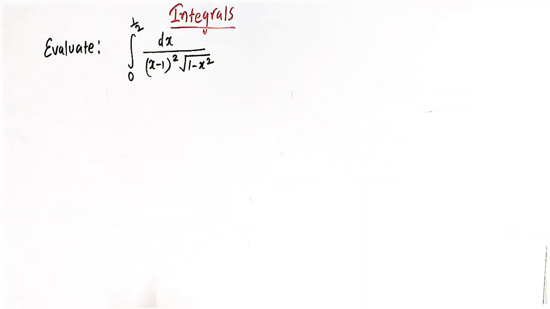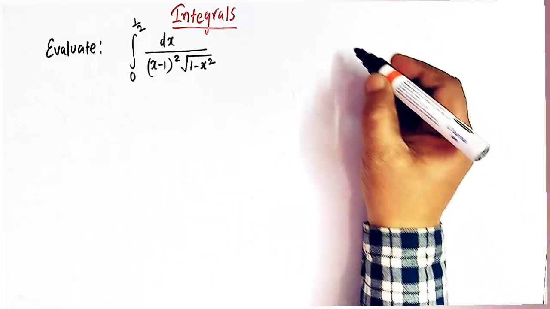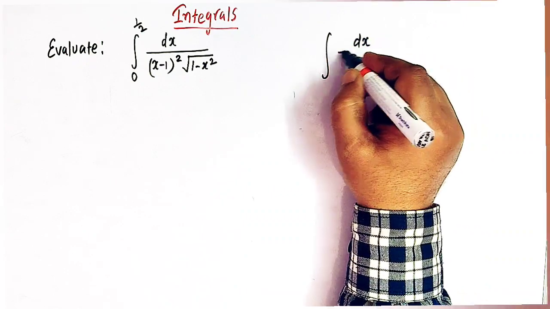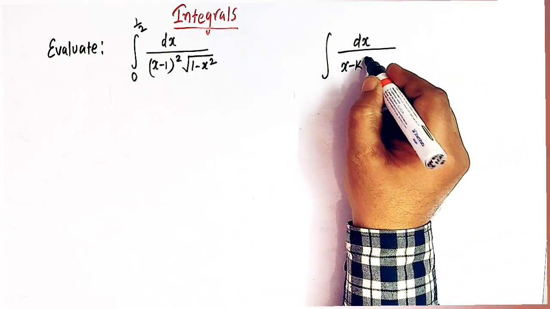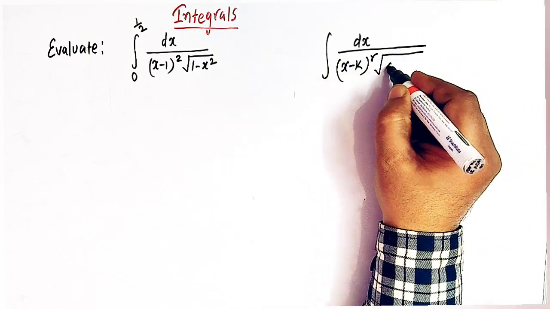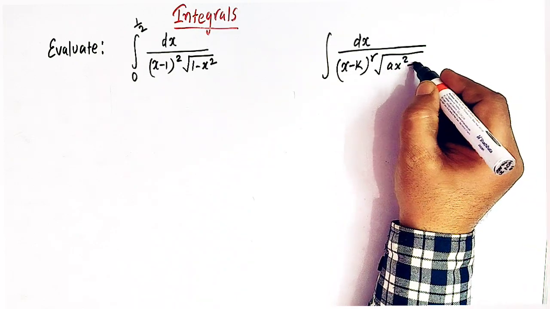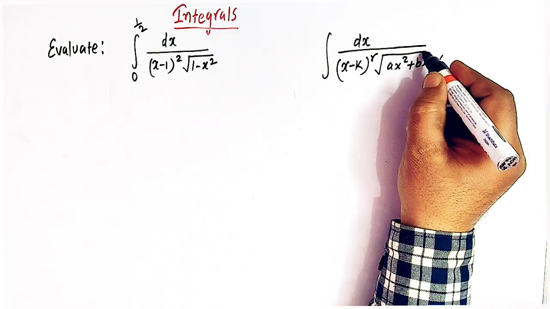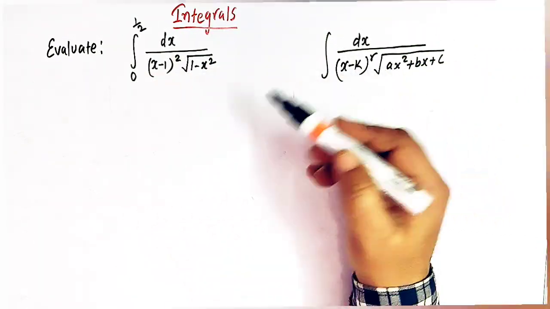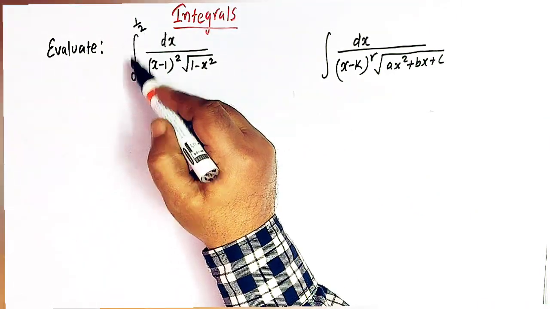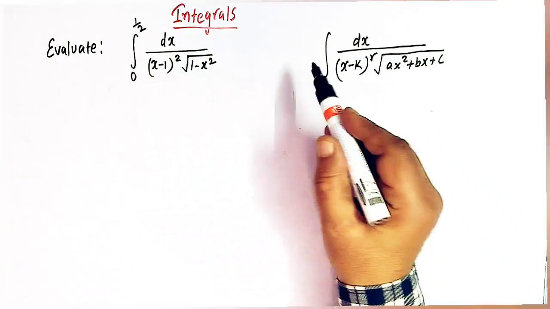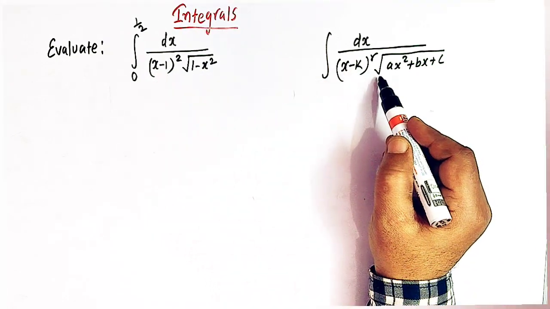Now let us first take the general case. Here we'll see the type of integrals, that is dx over (x minus k) raised to r, times the square root of a quadratic polynomial, that is ax square plus bx plus c. Our given integral is of this form, with the limits 0 to half, and if we take the indefinite integral, then this integral is similar to this one.